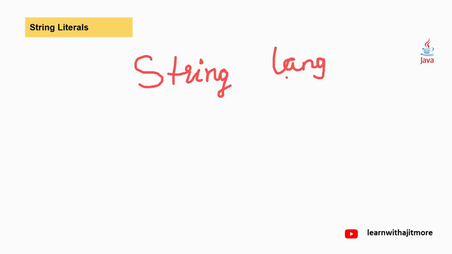But lang is the only package which is imported by default. You don't have to add this package. By default, it gets loaded in memory. But if there is any class present in a different package, like the util package or the IO package, then it is not imported by default. You have to import that package and only then you are able to use that class. I hope you are understanding that.